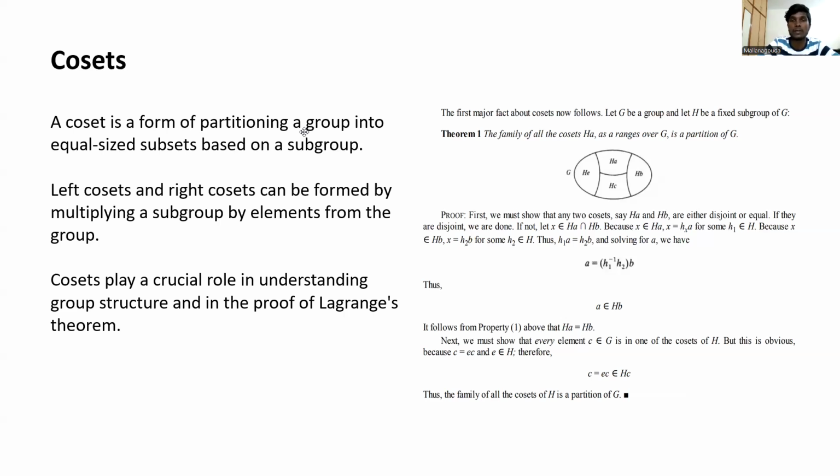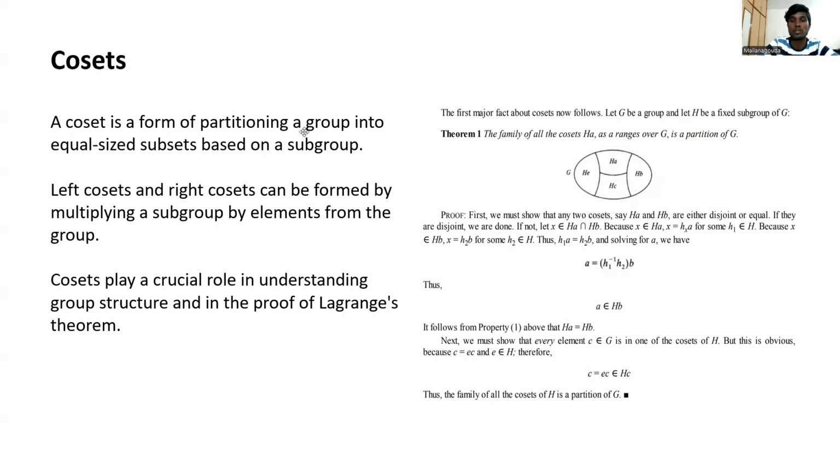If not, let x belong to Ha and Hb. Because x belongs to Ha, x is equal to h1a for some h1 in H. Because x belongs to Hb, x is equal to h2b for some h2 in H. So h1a is equal to h2b, and solving for a, we have a is equal to h1 inverse h2b, which belongs to Hb. It follows from property 1 above that Ha is equal to Hb.